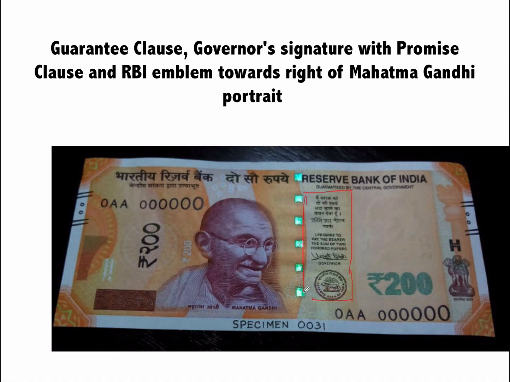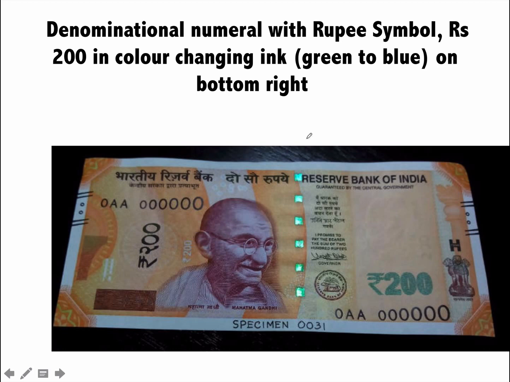There is a guarantee clause just like any note. You can see, I promise to pay the bearer the sum of 200 rupees. This is what is written in English, here in Hindi, and it bears the signature in Hindi and English of the Reserve Bank of India Governor Urjit Patel. And here you can see the Reserve Bank of India logo also. It is just towards the right side of the portrait of Gandhiji.